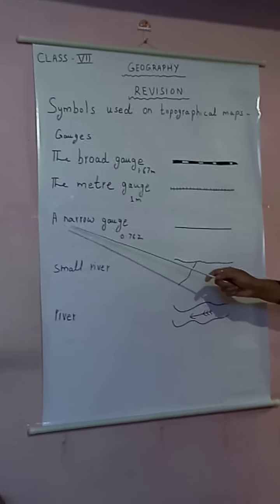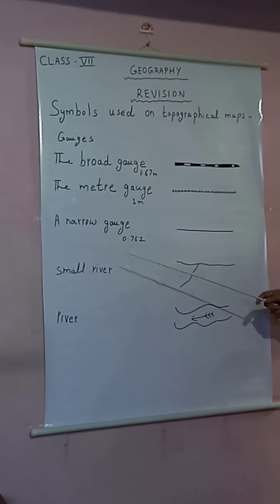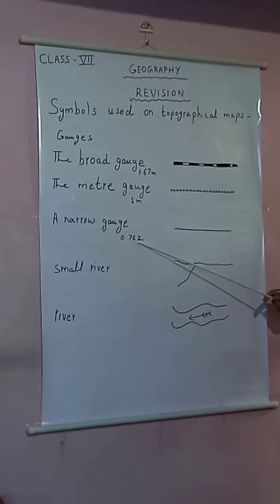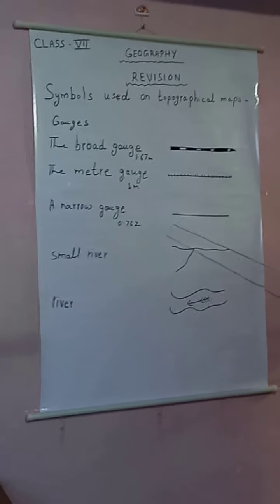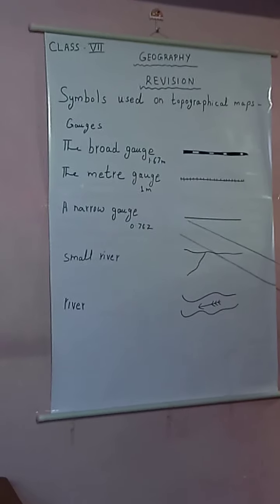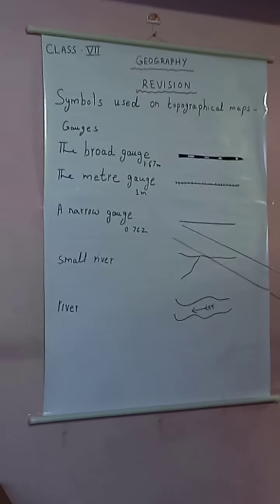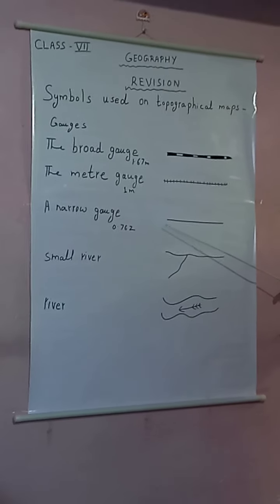Third is a narrow gauge, which is of 0.762 meter width between the two tracks. Narrow gauge railways are also known as light railways and are operated only in places of popular tourist destination.